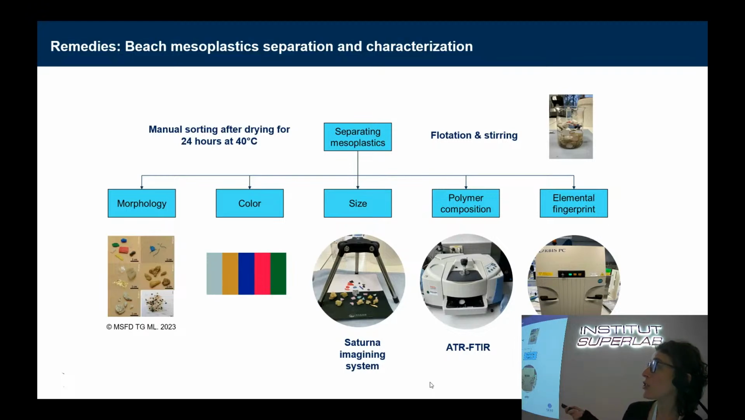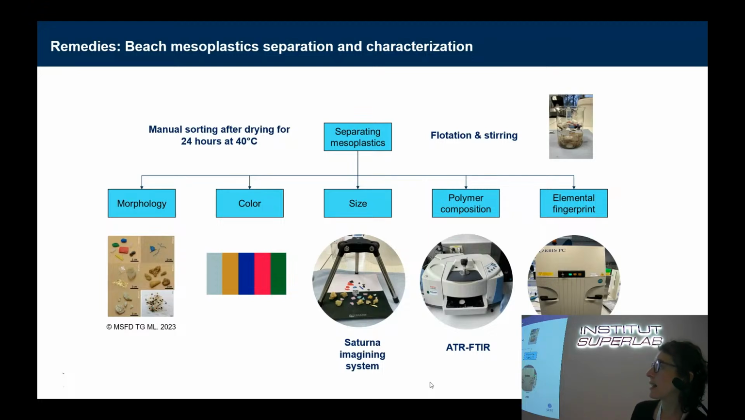You want to check the morphology, color, size, polymer composition, and what I am mostly interested in is also the elemental fingerprint of the plastics. Why? Because different elements are also present in the plastics, which come from the production process, but are also used as additives in the plastic itself. Basically, morphology was characterized based on the guidelines, color palette as well.